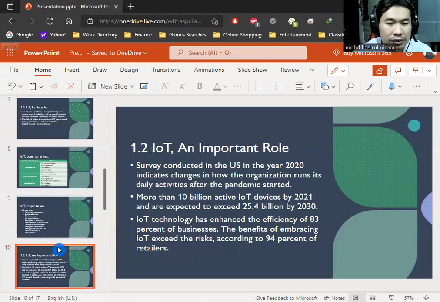Let's take a look at the role. A survey conducted in the US in the year 2020 indicated changes in how organizations run their daily activity after the pandemic started. There are more than 10 billion active IoT devices by 2021, expected to exceed 25.4 billion by the year 2030. IoT technology has enhanced the efficiency of 83% of businesses. The benefits of embracing IoT exceed the risk, according to 94% of retailers.